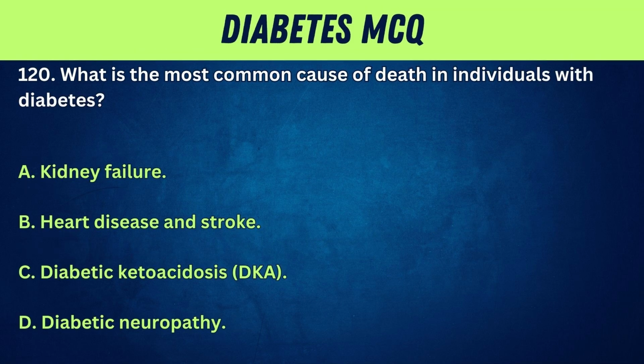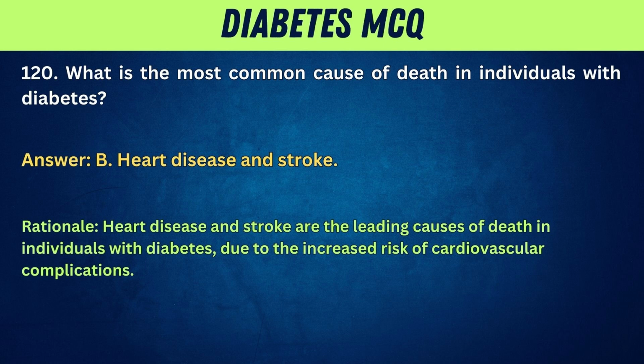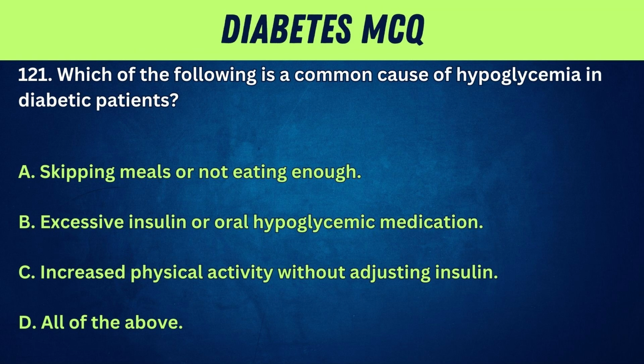120. What is the most common cause of death in individuals with diabetes? A. Kidney failure. B. Heart disease and stroke. C. Diabetic ketoacidosis, DKA. D. Diabetic neuropathy. Answer. B. Heart disease and stroke. Rationale. Heart disease and stroke are the leading causes of death in individuals with diabetes due to the increased risk of cardiovascular complications.